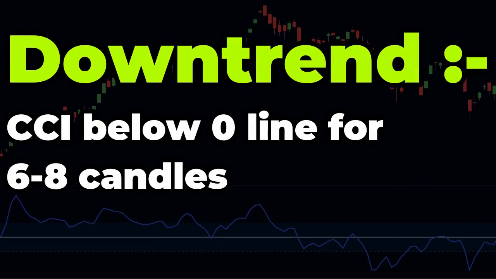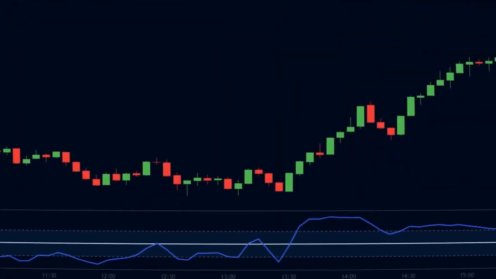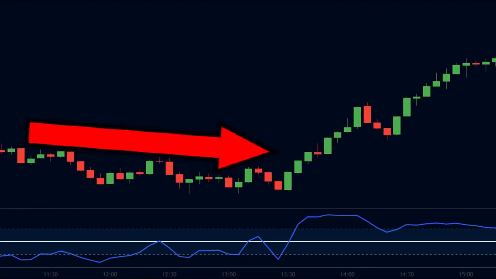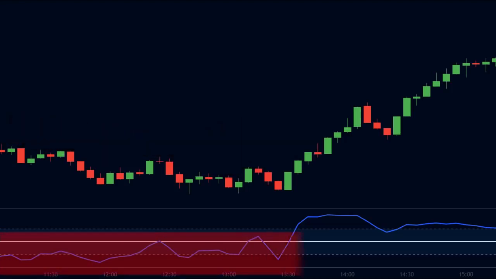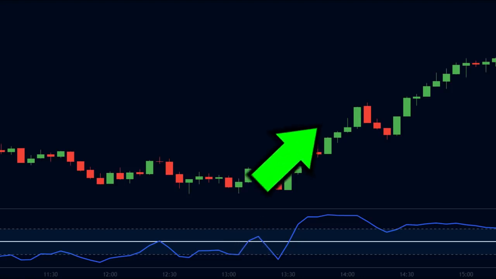Similarly, a downtrend will be confirmed only after the CCI has been below the zero line for about 8 to 10 candles. For instance, look at this chart. Here, we see that during this time period, the price was in a downtrend as the CCI remained below the zero line. Then on this candle, the CCI finally breaks above the zero line.